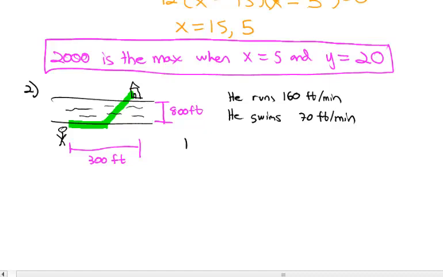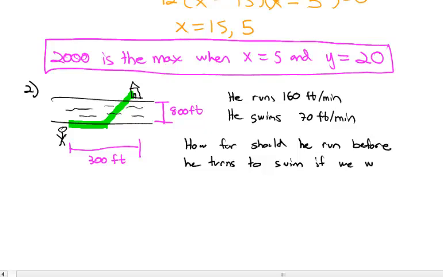And the question's going to be, how far should he run before he turns to swim, if we want to minimize the time? He wants to get home as quick as possible. How far should he run? How far should he swim?